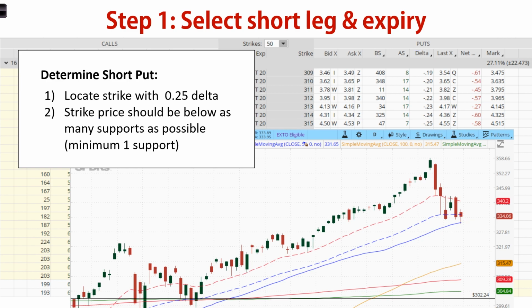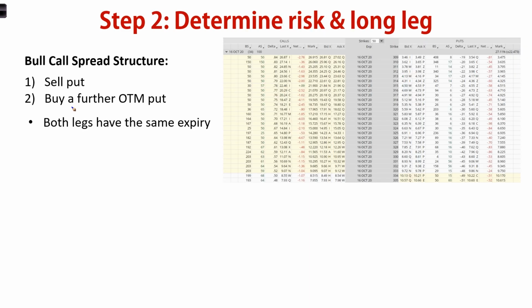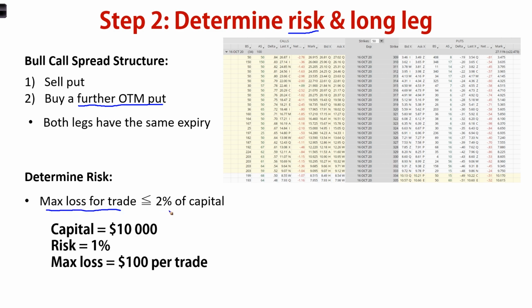our bull put spread. So before we go on to select the strike for our further out of the money put, let us first determine the risk, because once you know the risk for your trade, it can serve as a mental shortcut for you to decide on your long leg. And for risk, normally we do not want our max loss for the trade to be more than 2% of our max capital or our account size. And therefore, with a capital of $10,000, your max loss for any trade should not exceed $200 per trade. But let's say we decide to be more conservative and we only want to risk 1% in this case. In other words, your max loss for any trade that you take should not exceed $100 per trade. Clear on the risk portion?